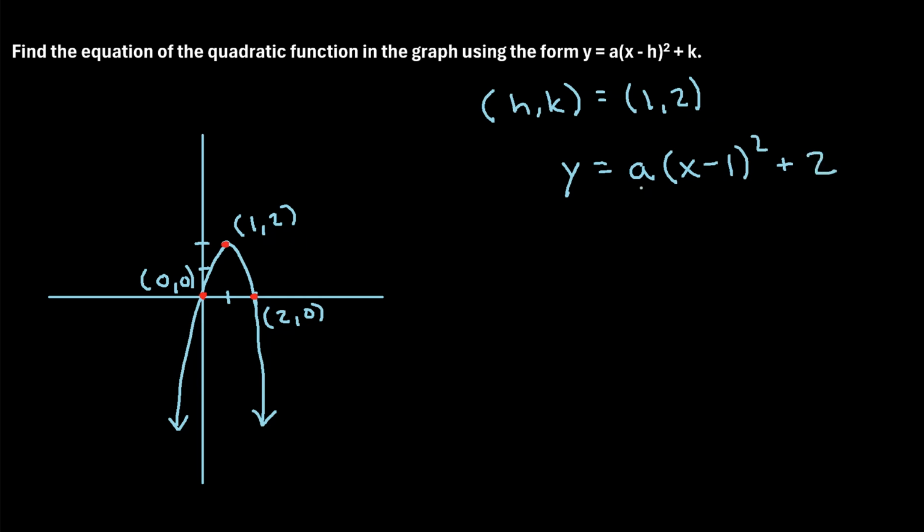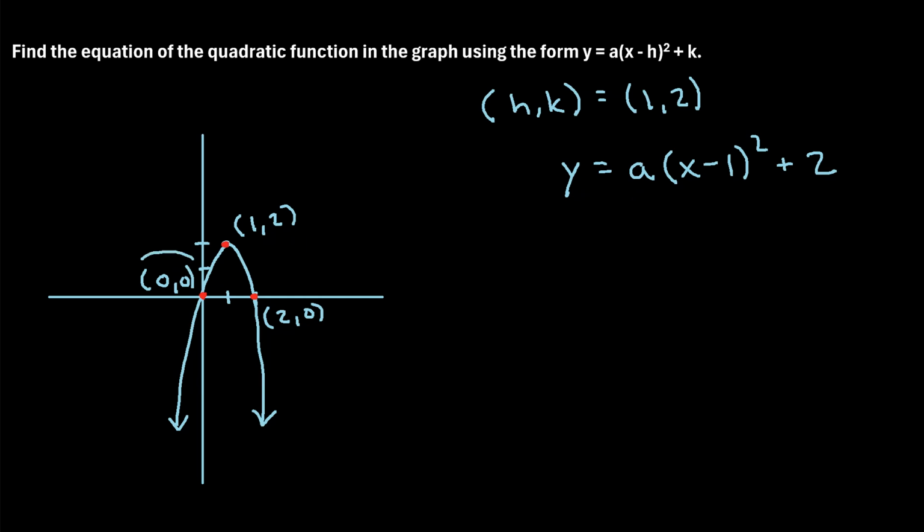Now the last thing we need to do is solve for a. The way we do that is we can plug in either of the x-intercepts in the graph. We have an x-intercept right here at (0, 0), where the graph is crossing the x-axis, and another at (2, 0), where the graph crosses the x-axis again. It doesn't matter which one we pick, we'll get the exact same answer either way. We'll plug it in for x and y in this equation and solve for a.